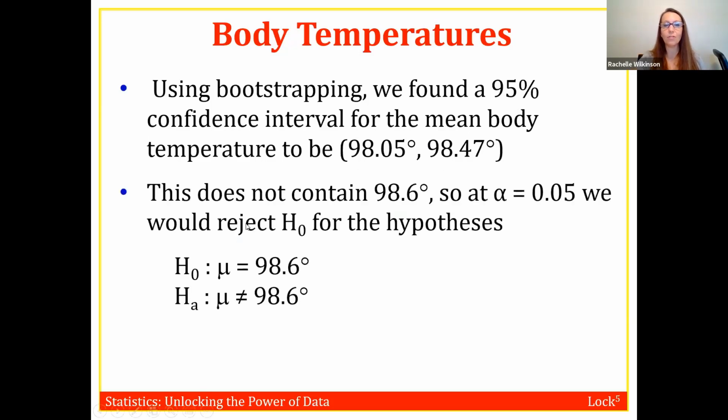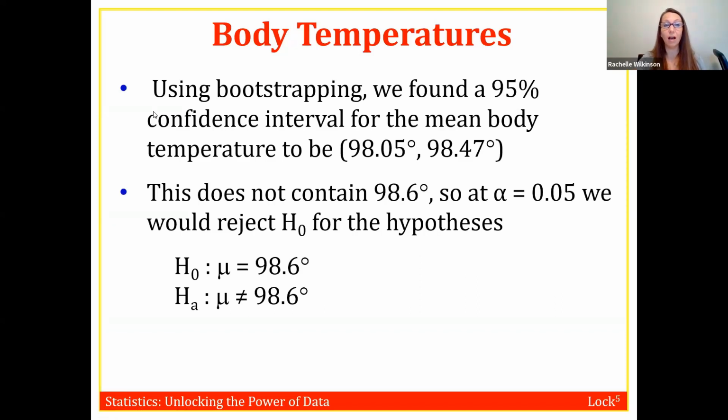So if I think about the hypotheses, trying to see if that is really the mean body temperature for all healthy adults, my null hypothesis would be mu equals 98.6. My alternative, mu not equal to 98.6. Is 98.6 in that confidence interval that we created? Is it one of the plausible values based on our confidence interval?